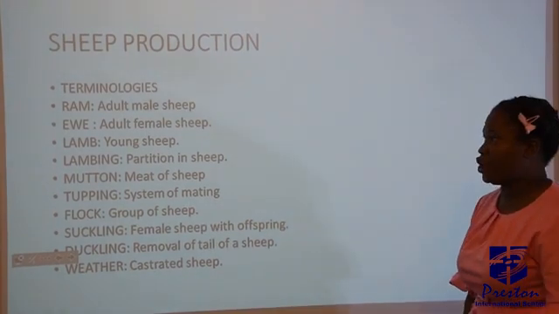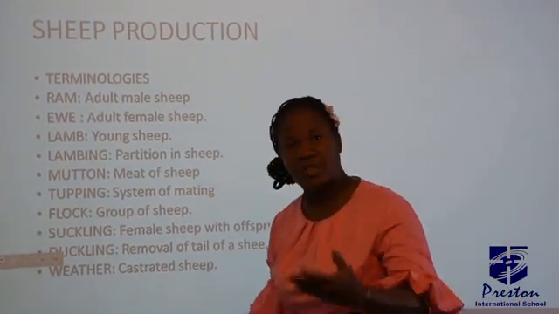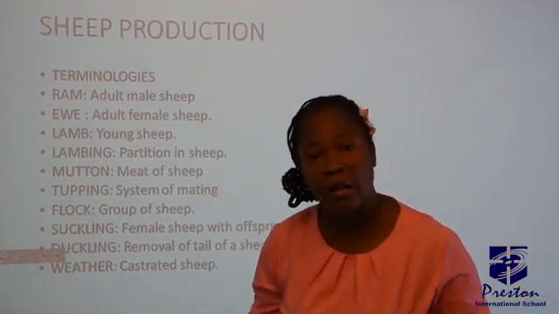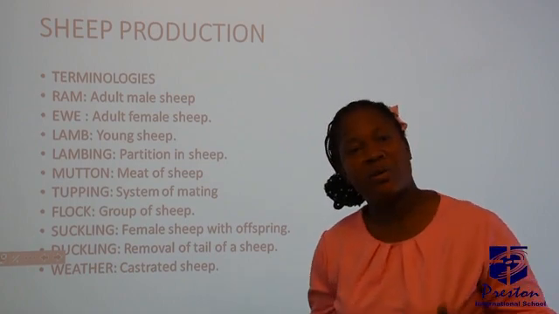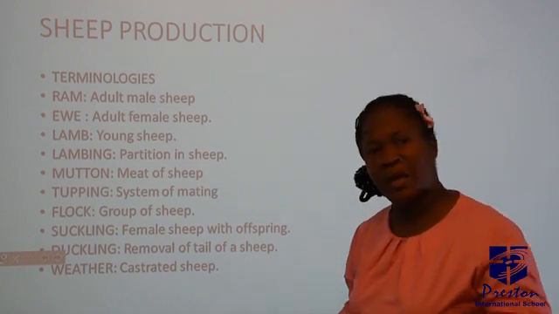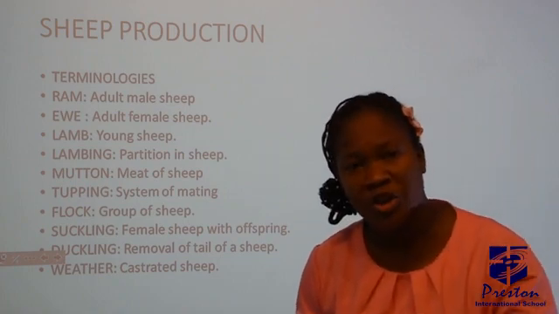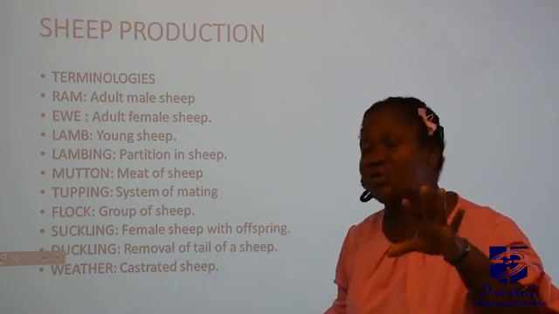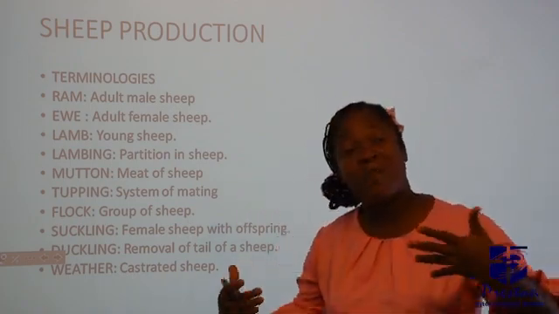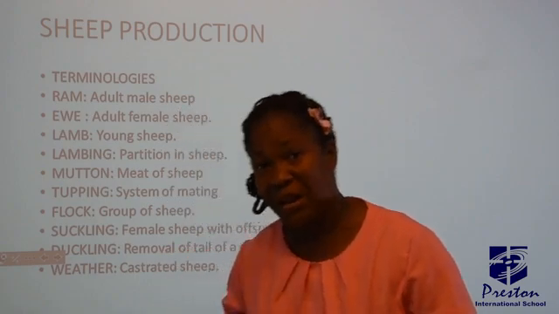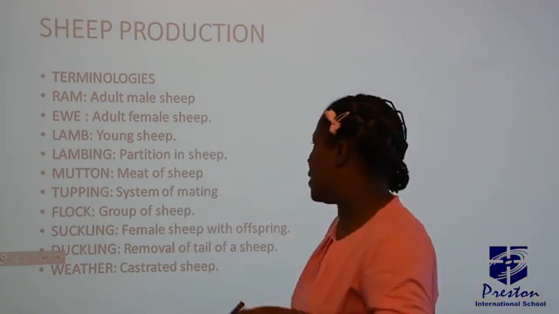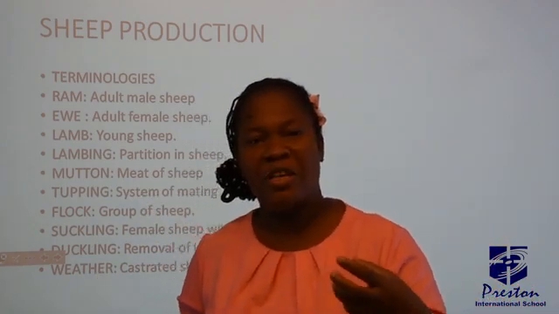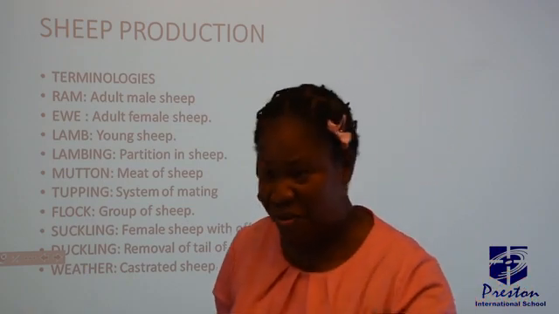Now, let's move to sheep quickly. Now, terminologies used in sheep production. Ram. Ram is the adult male sheep. Ewe is the adult female sheep. Now the lamb, that's the young sheep, whether male or female. Now lambing. Lambing is the act of parturition in sheep, because their young one is called what? The lamb. Now mutton. Mutton is the meat of sheep, not beef.